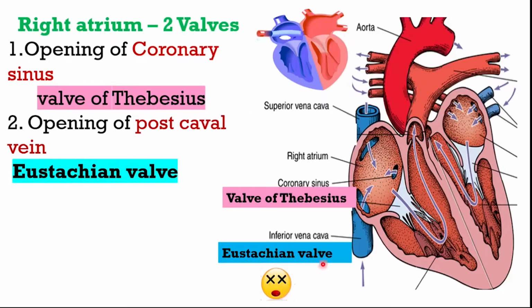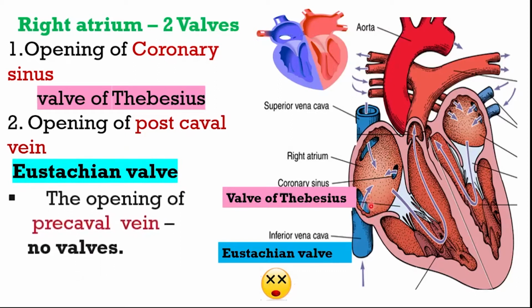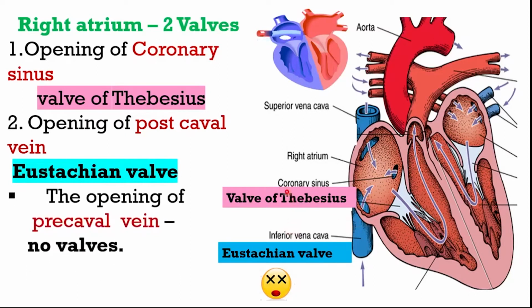Coming to the third opening, that is the opening of the precaval vein or superior vena cava into the right atrium, it has no valve. Here valves are absent. As the precaval vein opens at an angle into the upper part of the right atrium, this opening automatically gets closed at the time of atrial contraction. So there is no risk of blood going back into the superior vena cava.